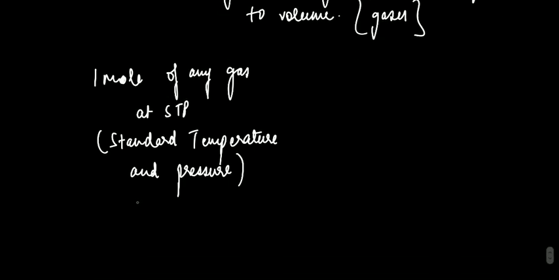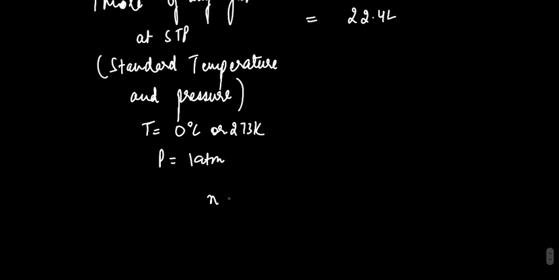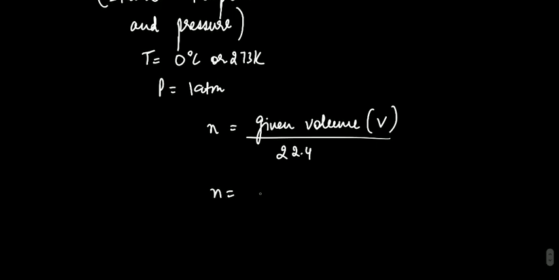The temperature that we can consider over here is 0 degrees Celsius, or 273 Kelvin. Pressure we can take as 1 atmosphere or 1 bar, the standard value. So 1 mole of any gas at STP occupies 22.4 liters. We have to remember this value. It's a constant, so we can write the formula as number of moles is equal to given volume divided by 22.4. The given volume we can write as V. So this is another relationship.